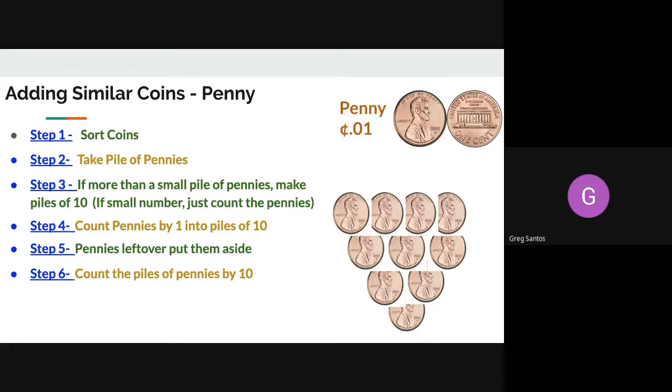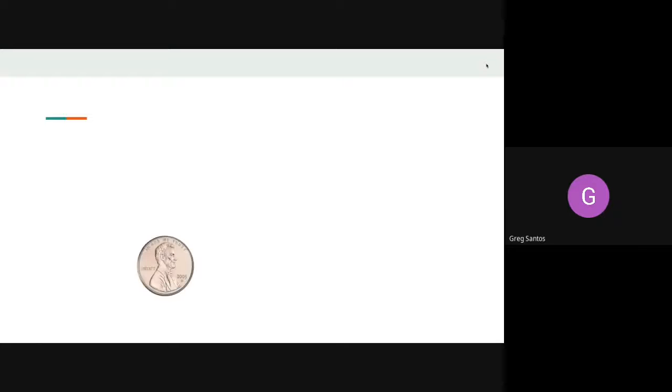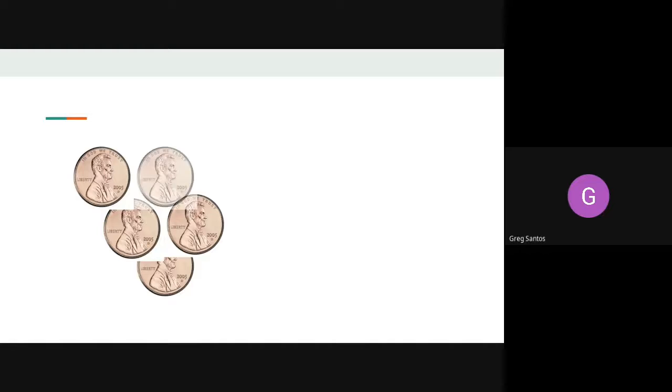Then we're going to count the piles of pennies by 10. So if you have 3 piles, you're going to count by 10. So 10, 20, 30. You have 30 pennies. And then we'll count the remaining pennies we have left over. So here's an example of that. So we have 1, 2, 3, 4, 5, 6, 7, 8, 9, 10 pennies, so we made 1 pile, and that's 10 cents.